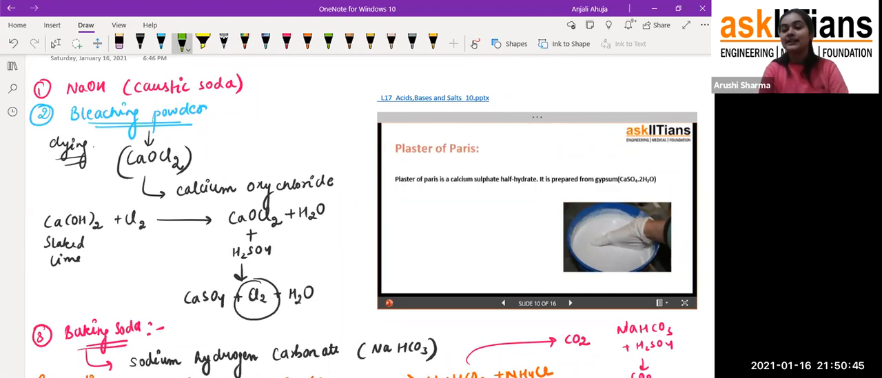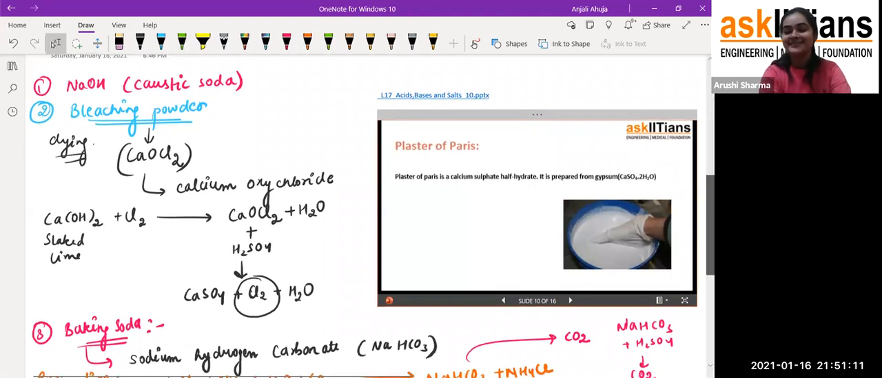See, student, gypsum is calcium sulfate which has two molecules of water in it. When we heat it at 100 degrees Celsius, we get POP, that is the plaster of Paris. Now, why are we calling it plaster of Paris? Why can't we say plaster of Australia or plaster of India? Why are we calling it plaster of Paris only? That's the point which we have to see, why it is called plaster of Paris.